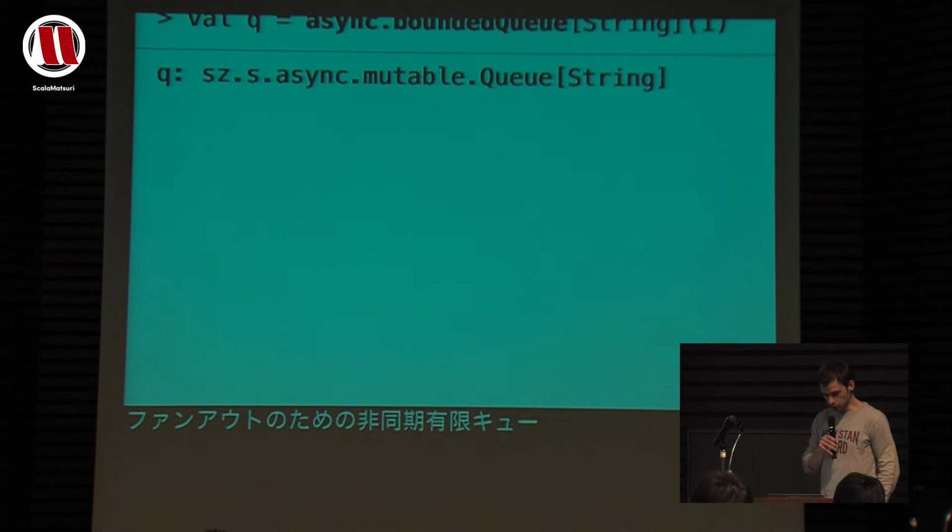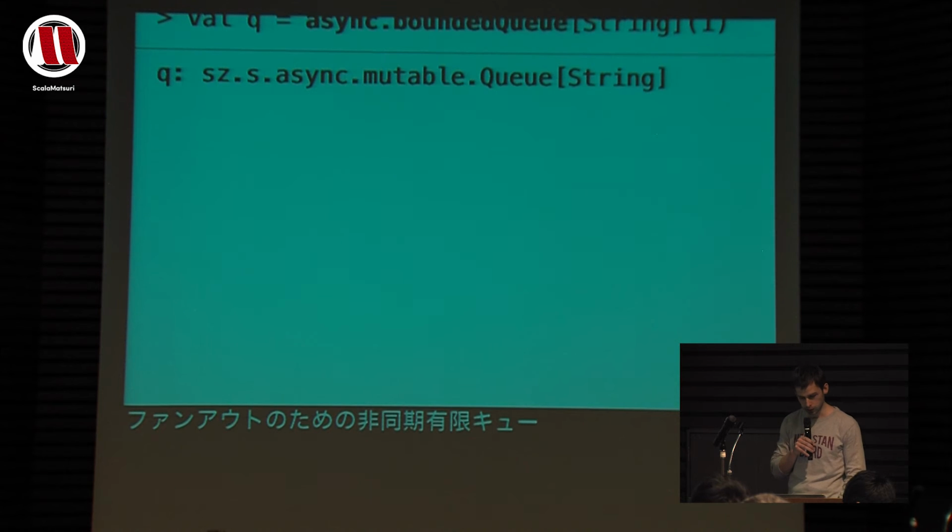You create the queue using the type of string. You can't really see it on the top, but you have to define the type of the queue and an initial value.